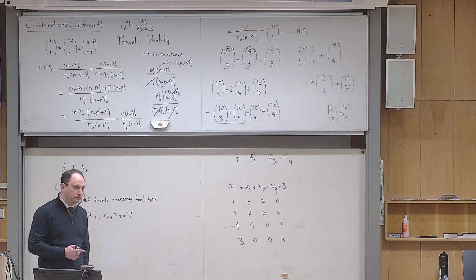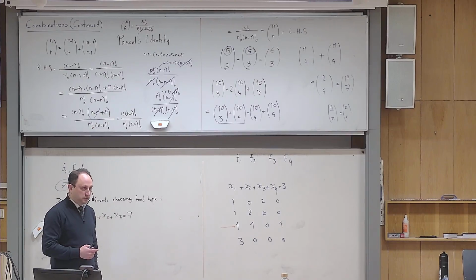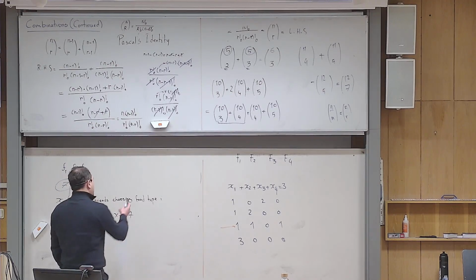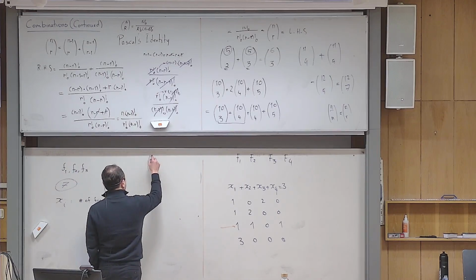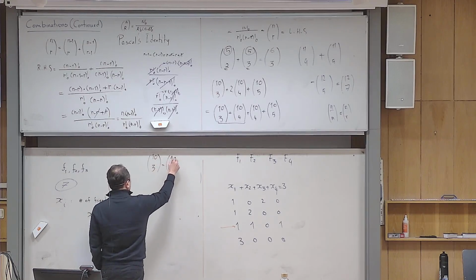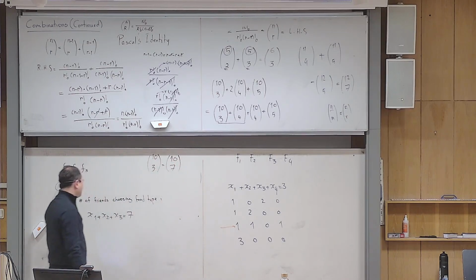So if you do it the same way as the previous problem, does the answer then become 10 choose 7 or 10 choose 3? Let us check. I haven't checked that. 10 choose 3 or 10 choose 7. Okay, both of them are the same. You are right. Let us check if that's correct.